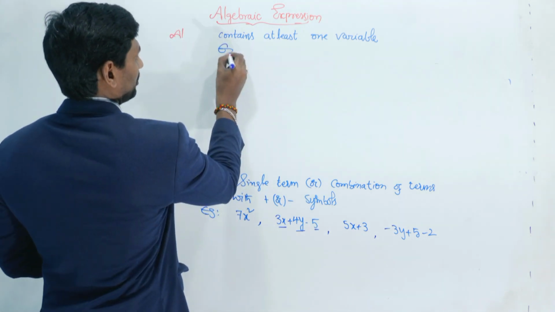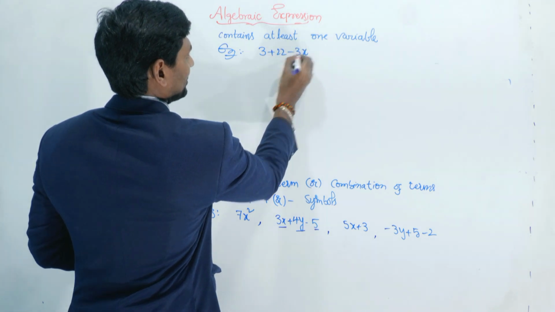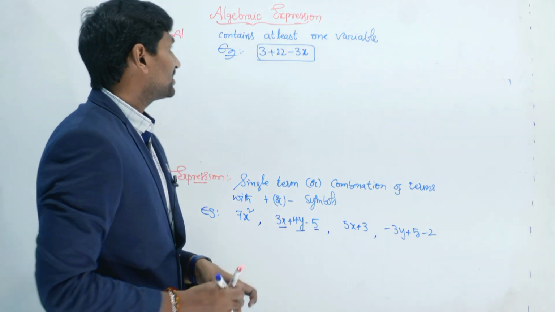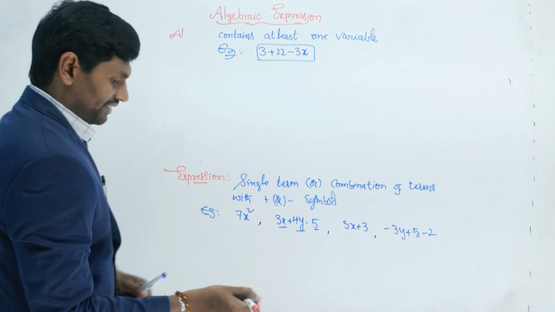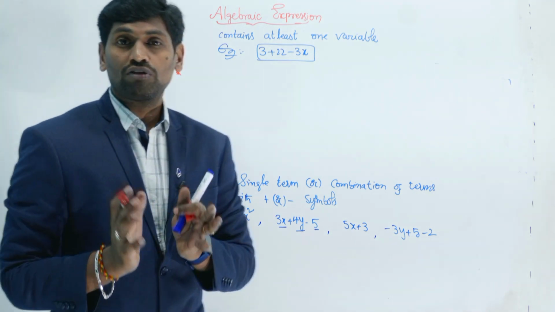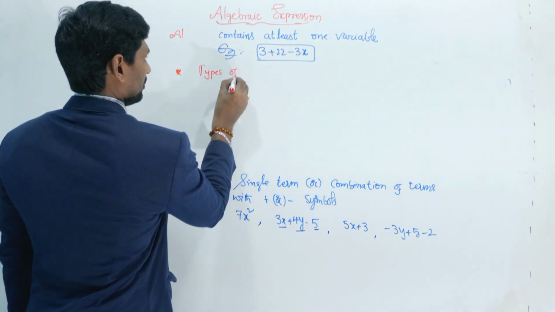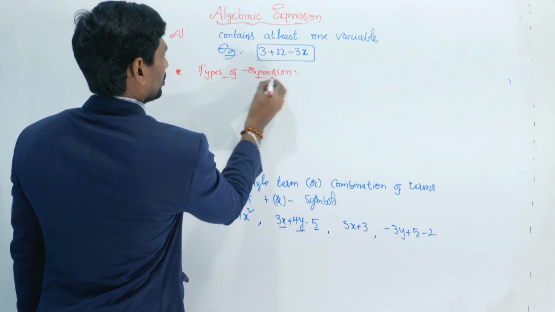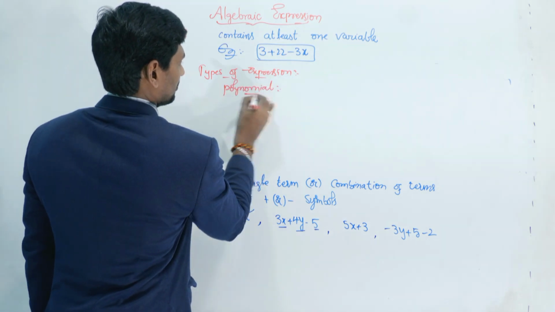For example, 3 plus 22 minus 3x. Yes, there is a variable in this expression, so we consider this an algebraic expression. Next, let us discuss types of expression. First, we need to discuss polynomial. Polynomial is also an expression.